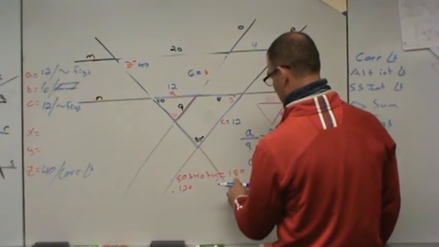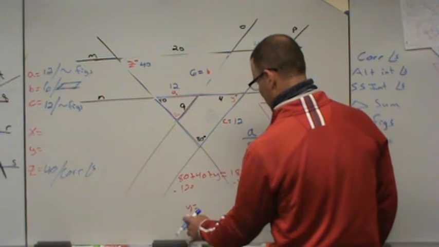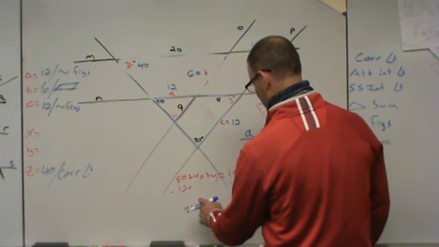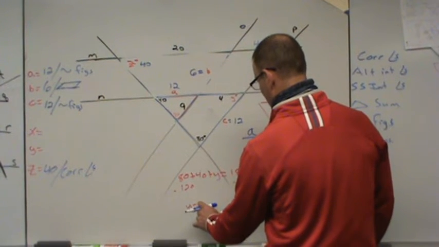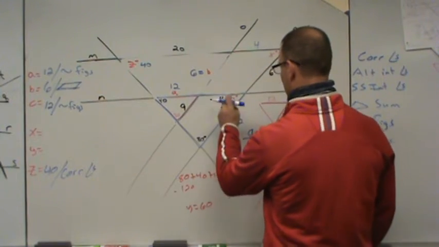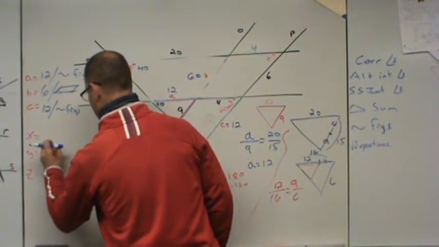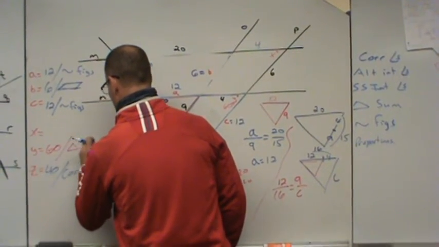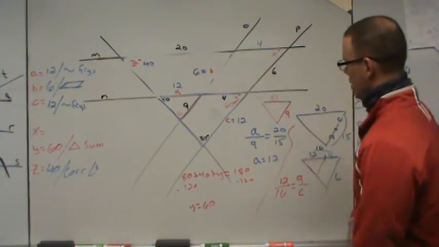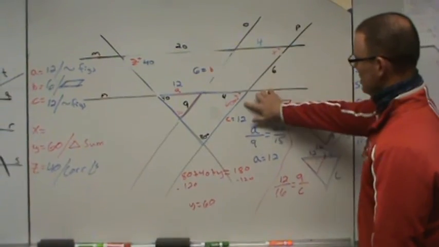That's 120, which I'm going to subtract from both sides. Y is equal to, and yeah, I'm shortening up the work a little bit. Don't do that. Y is equal to 60. So y is 60 degrees. And how did I find y at 60 degrees? I used the triangle sum theorem.